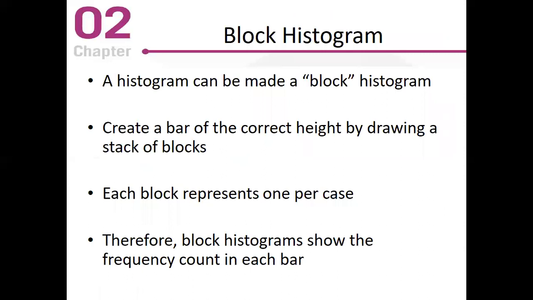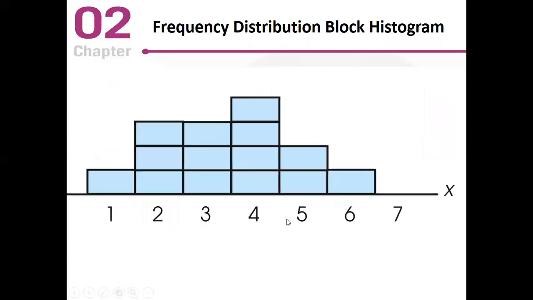Here's another kind of graphing technique we have. It's called a block histogram. Each block represents one case. This is concise because it shrinks the size of the y-axis. So one person scored a 1, 3 people scored a 2, 3 blocks, and so on. Each block is a case. This is a block histogram.